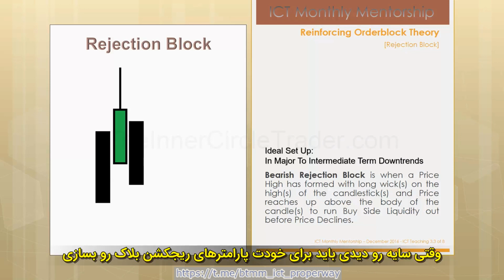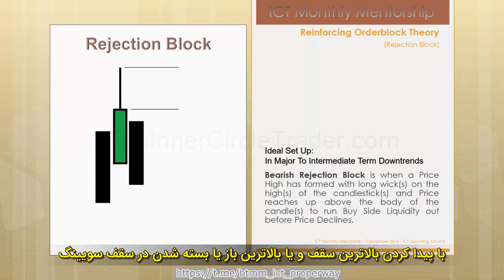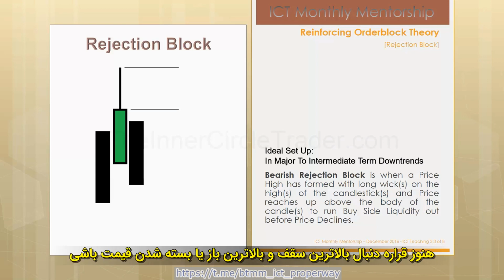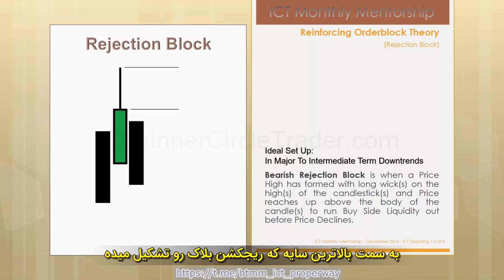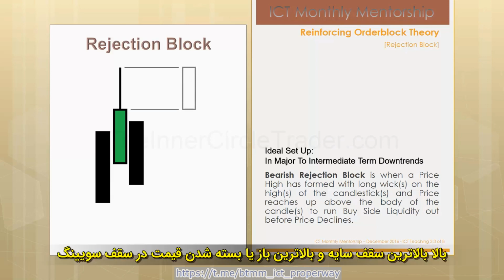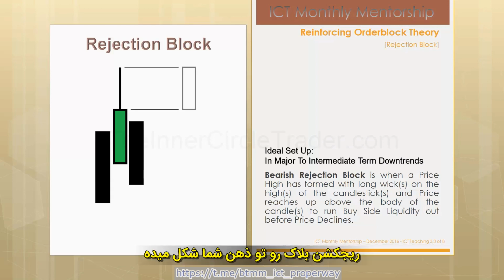When you see the wick, you have to build the parameters for the rejection block by finding the highest high and the highest open or close in the swing high. It does not matter if the highest candle is a bearish or bullish closed candle. You're still looking for the highest high with the highest open or closing price into the highest wick that frames the rejection block. So once we have the rejection block defined by the highest wick's high and the highest open or close in the swing high, that frames the rejection block.